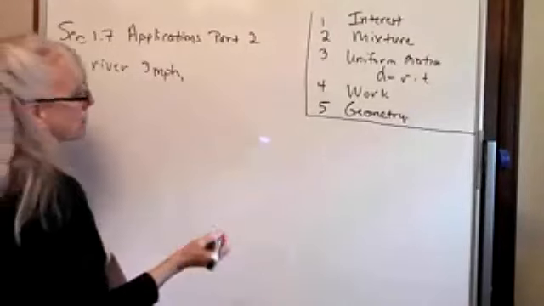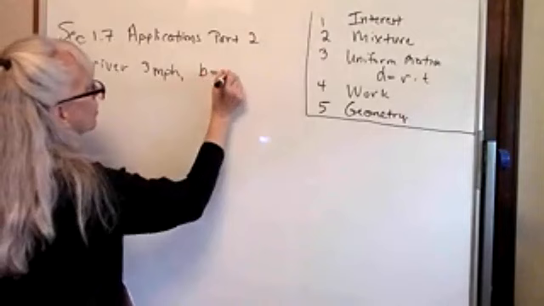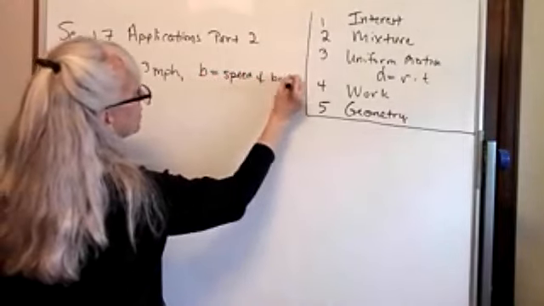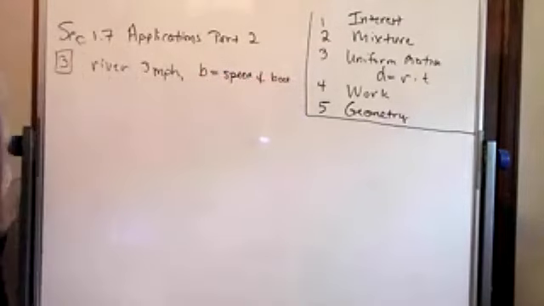You can use any letter. I'm going to use B for boat. So I'm going to let B be the speed of the boat. And the reason to write that down to begin with is to remind me of what I'm solving for. Okay, so this time the chart's going to look a little bit different.